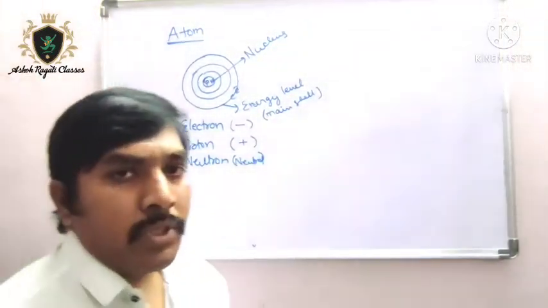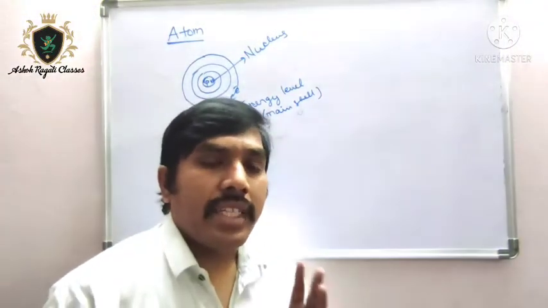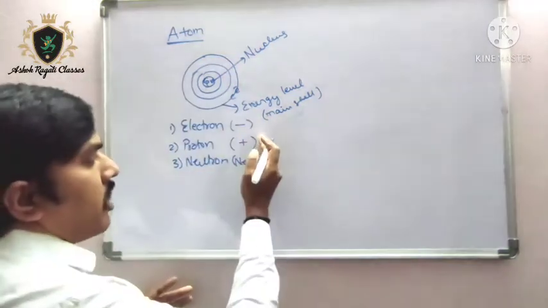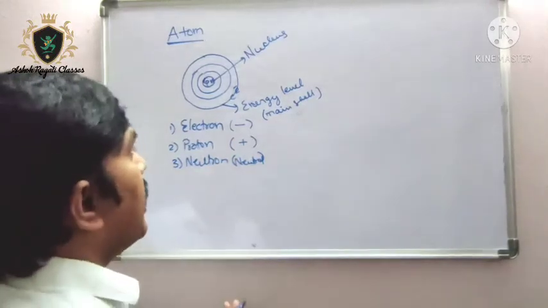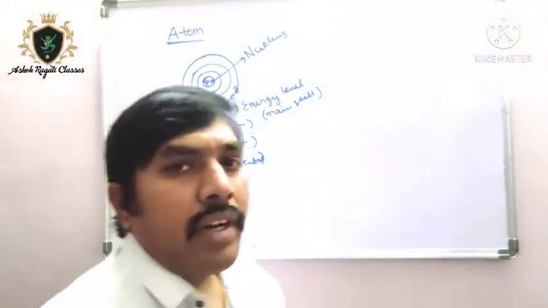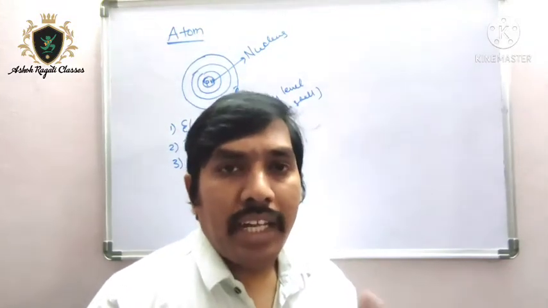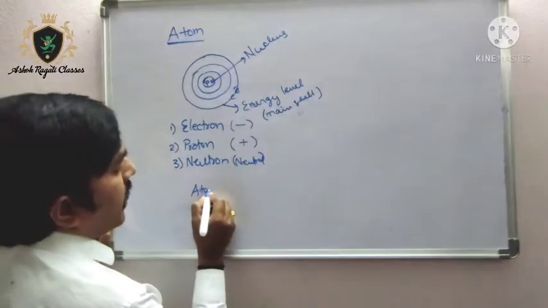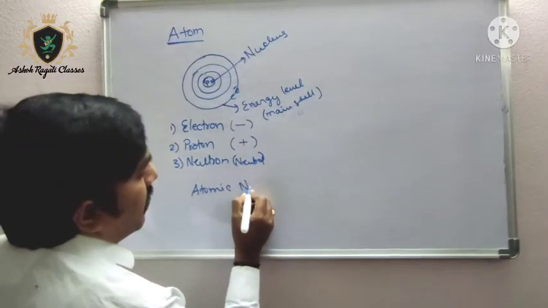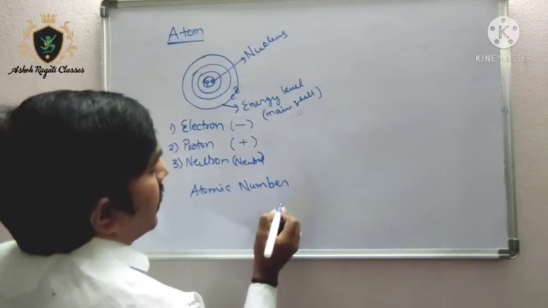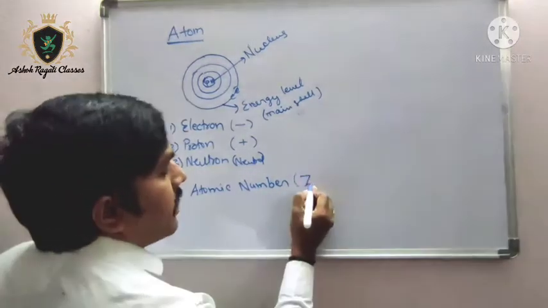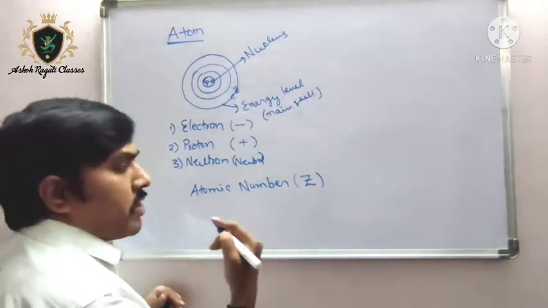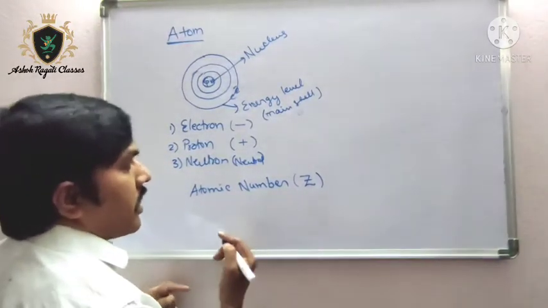Okay, so now we come to know that the atom contains three particles. They are called subatomic particles. What are they? Positively charged, negatively charged, and neutral particles. Whatever the number of positive charges present in the nucleus, that is called the atomic number. It is generally represented with Z. Here Z says how many positive charges there are, or how many protons there are.